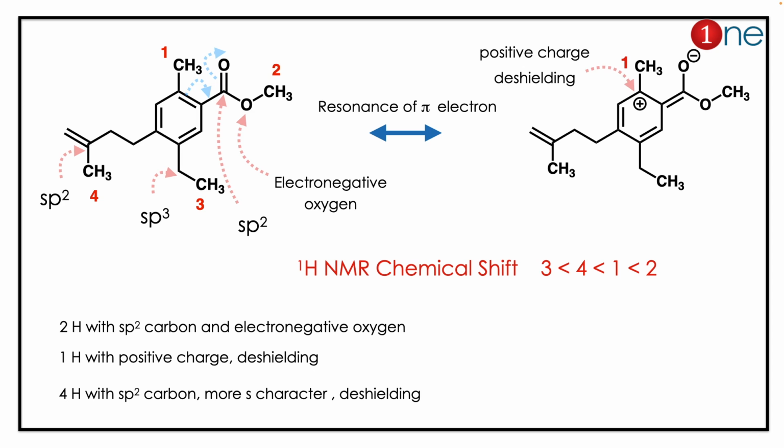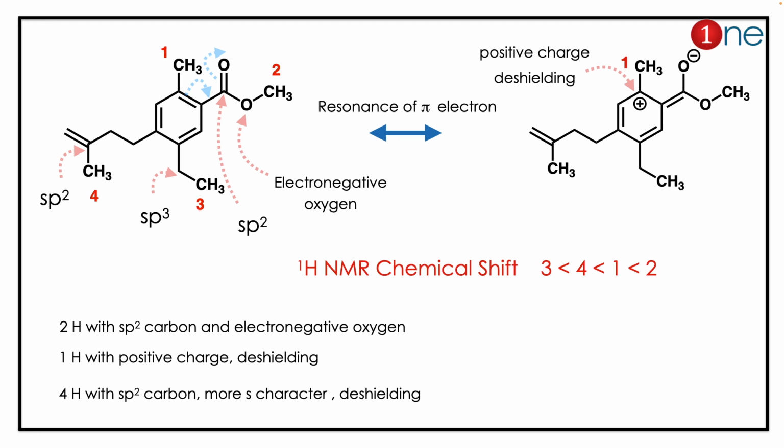Here the answer lies in electronegativity and shielding and deshielding. The second carbon comes with the higher chemical shift because of the sp2 carbon and the electronegative oxygen. Two factors pull that, causing more deshielding. The hydrogen has the higher chemical shift.